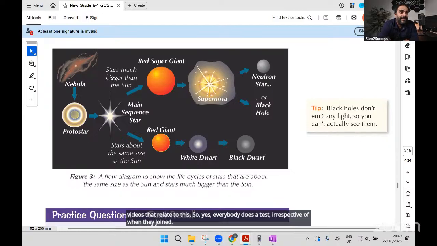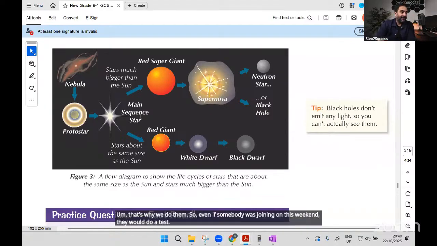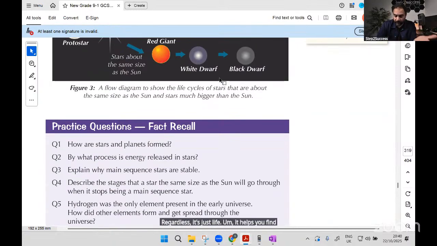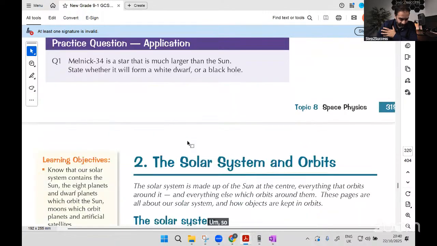It's good practice, just to make the point, and you have GCSE exams very soon. It is good to practice, irrespective of how prepared you are. It's just experience of doing these questions. That's why we do them. So even if somebody was joining this weekend, they would do a test regardless. It's just life. It helps you find out what you know and what you don't know. That's it, right? So it's more for your benefit than anybody else's.